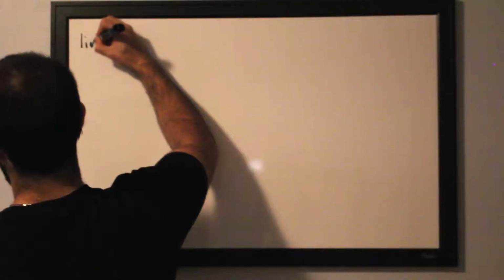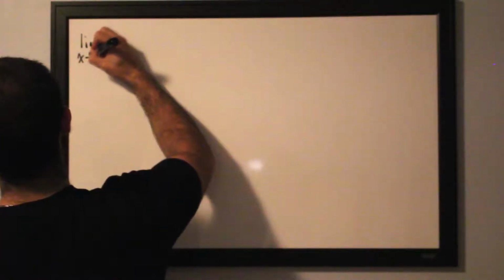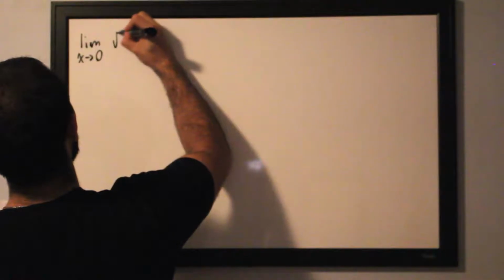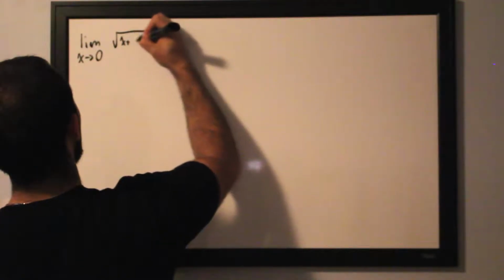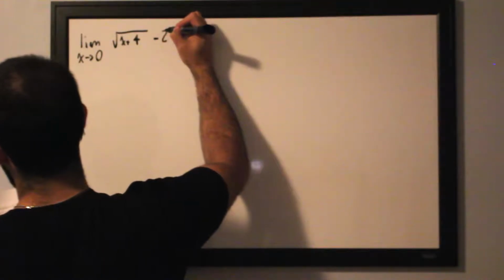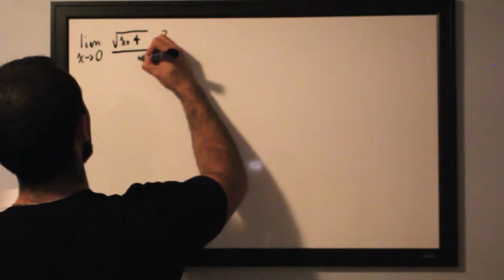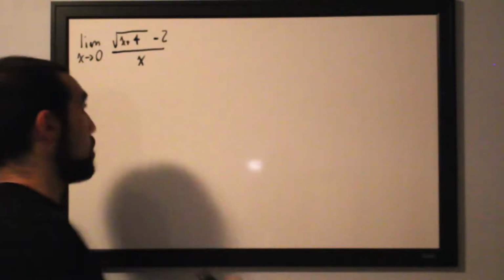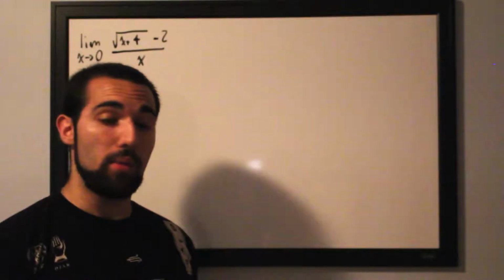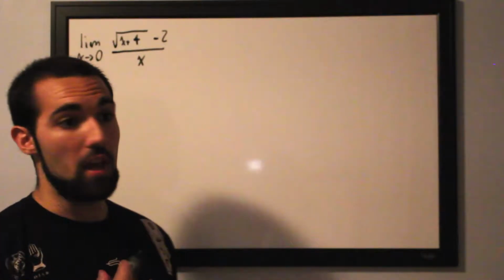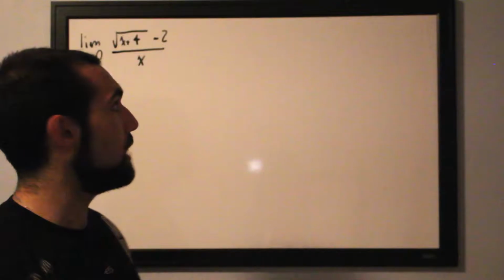Moving on, we want to evaluate the limit as x approaches 0 of the square root of x plus 4, minus 2, over x. So before we try any kind of manipulation, let's try plugging in 0 to see if we're going to be wasting our time by making any manipulations.